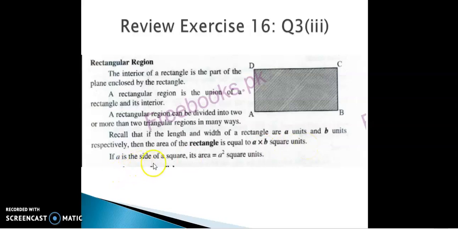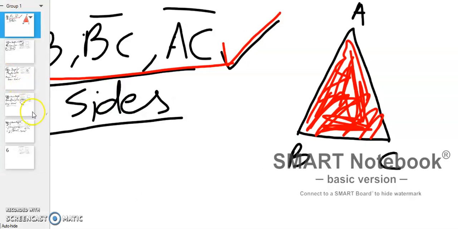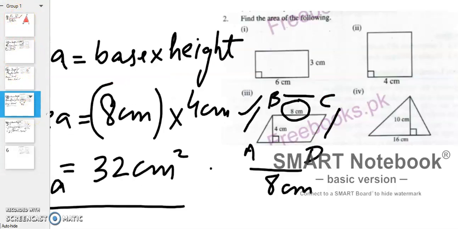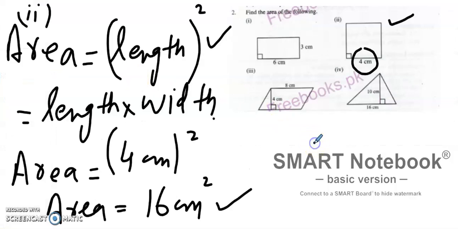Okay. So if A is the side of a square, then its area is A square units, as we have discussed in question number 2, part 2. Remember the formula that we have discussed in part number 2. In case of a square, he is talking about this: if A is the side of your square, then the area would be A square, like in this case, length square.